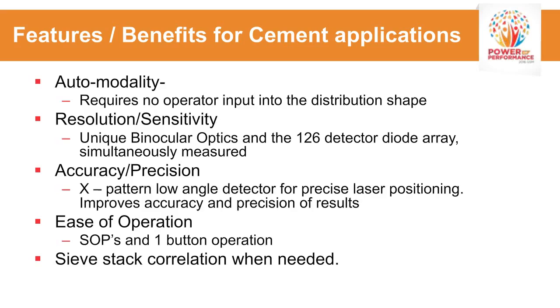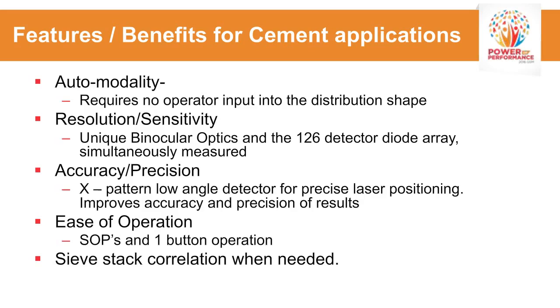Secondly, on resolution and sensitivity, the LS series has what we call unique binocular optics. It allows us to pick up a wide range of light scatter, a wide angular range that is, and we detect this wide angular range using a 126 detector diode array. This is very important for giving us that resolution and sensitivity to detect very subtle changes in distributions that one might have if the process changes. Because you want to know when things change quickly so you can make adjustments in your process to keep the desired particle size.